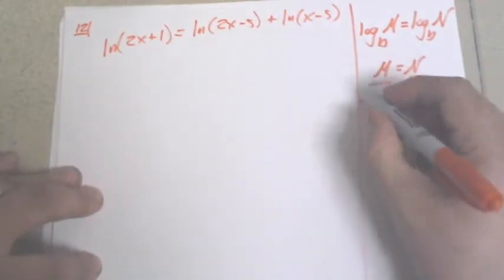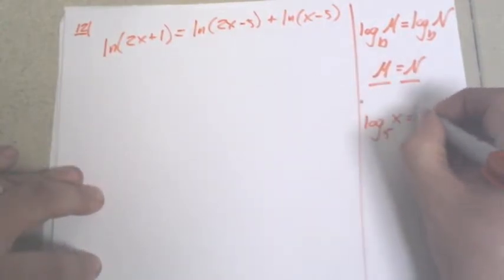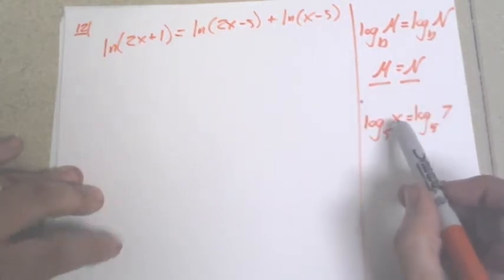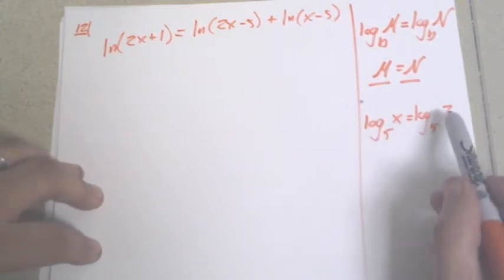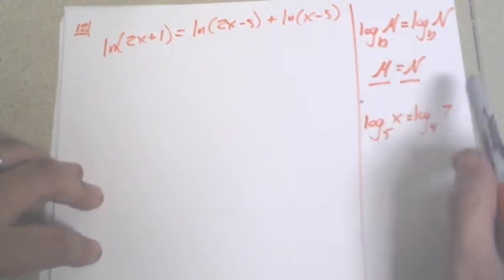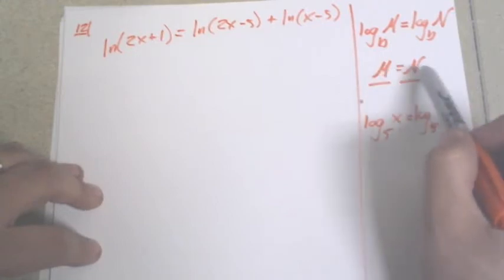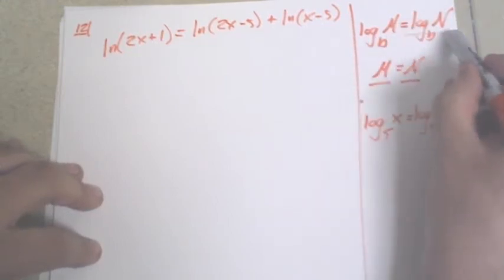And I always like to illustrate it for people. I ask them if log base 5 of x is equal to log base 5 of 7, what had x better be? Well, x had better be 7. Those have to match. It's a one-to-one function. So that's all this is saying. No matter how complicated they are, if you have the log base b of m is equal to the log base b of n, m and n must be the same thing. But to do that, you have to have a single log equal to a single log.